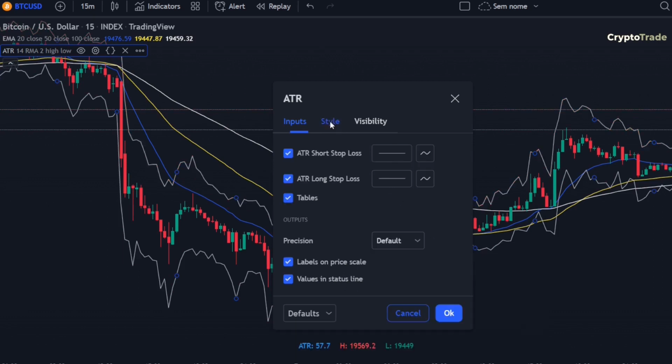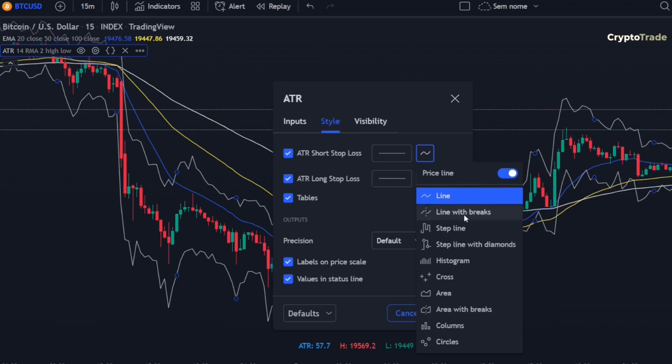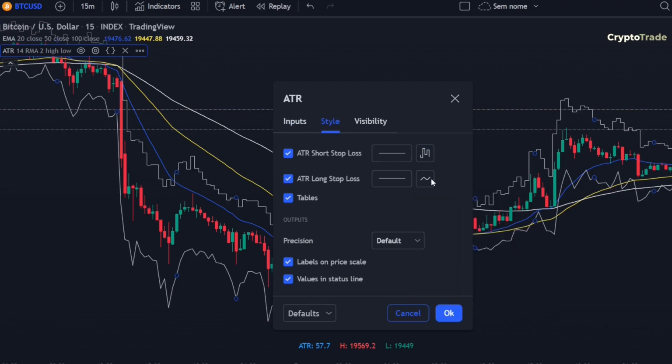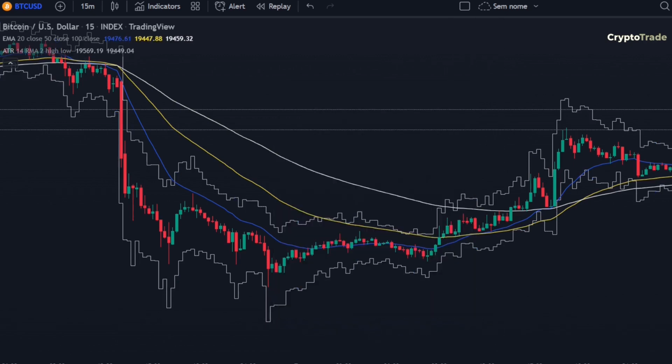In the Style tab, change the shape of the ATR lines to step line. Uncheck the Tables box. Click OK to finish.